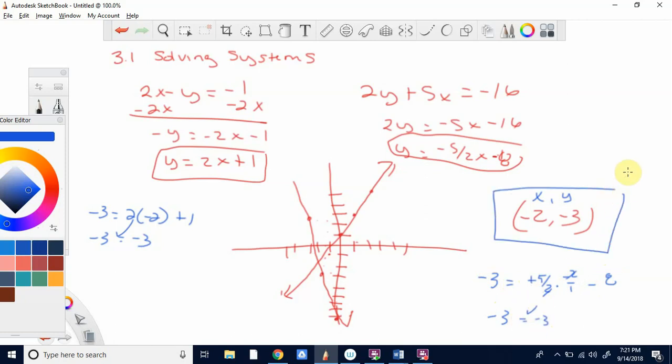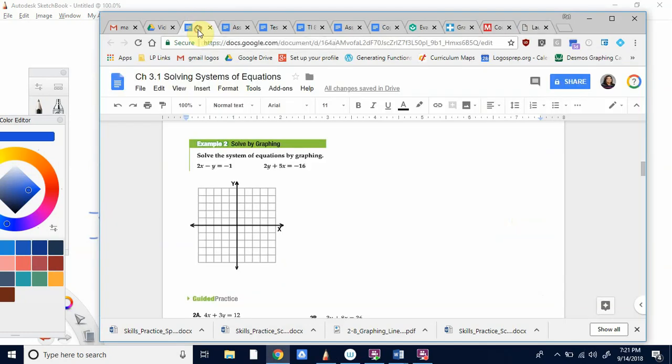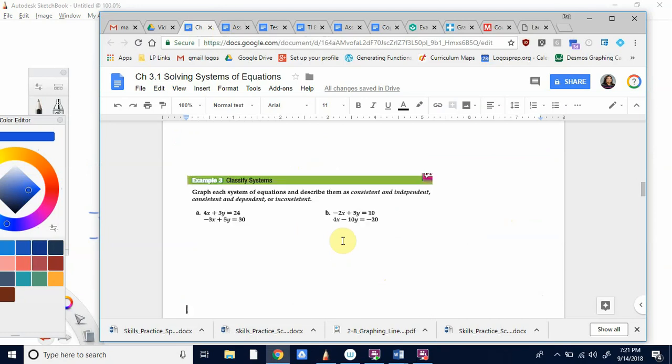Now, we could have gotten a solution that makes one equation true but the other one false. If that happens, then we did some bad math somewhere. So you have to check your answer in both equations. All right, so pause the video and do guided practice 2A and 2B. All right, so let's go to our next vocabulary word. So there are ways of classifying systems of equations.